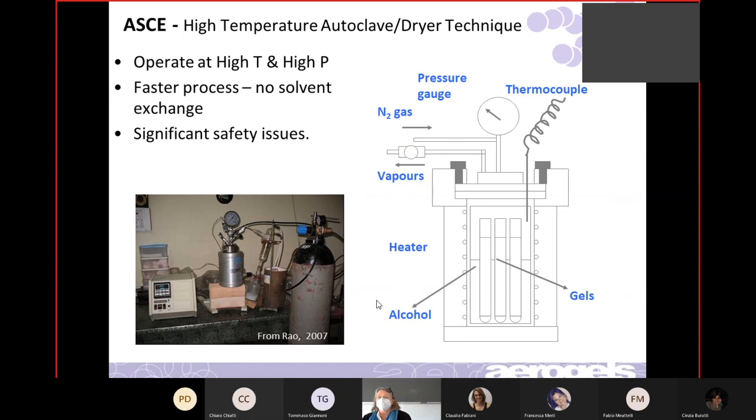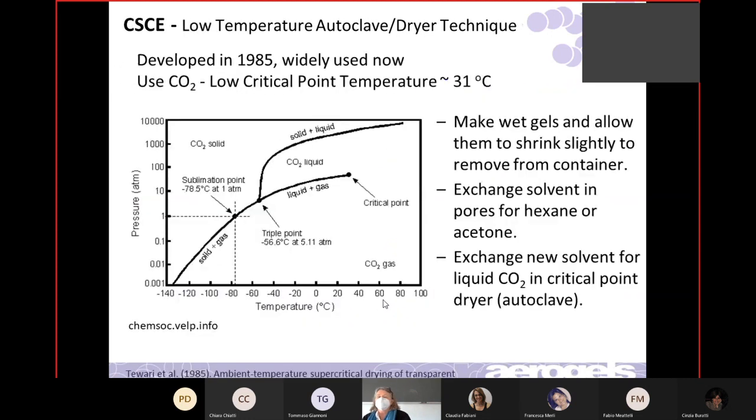The low temperature CSCE, CO2 supercritical extraction, was developed in 1985, and this is widely used. This is probably the most popular supercritical extraction method used to make aerogels. And so again, this is actually the pressure temperature phase diagram of CO2, and here they have solid, liquid, gas. But the critical point is just much lower, high pressure, but much lower temperature.